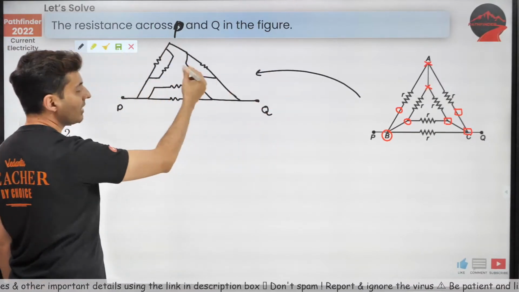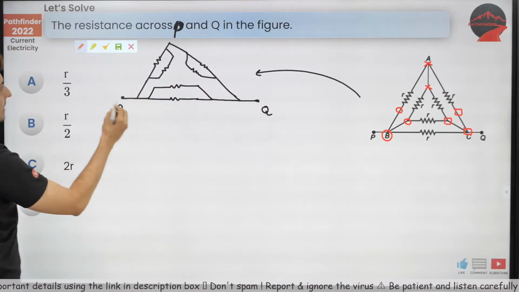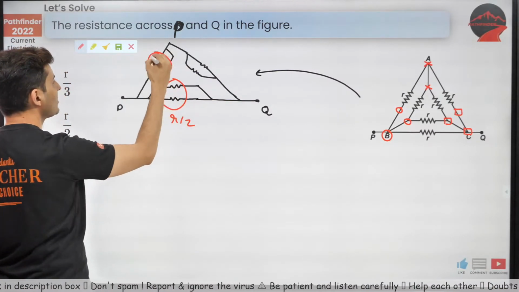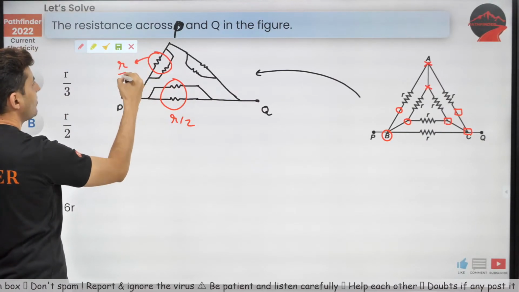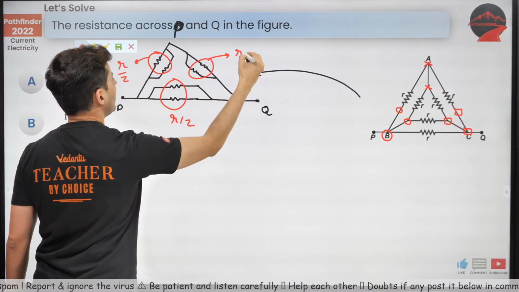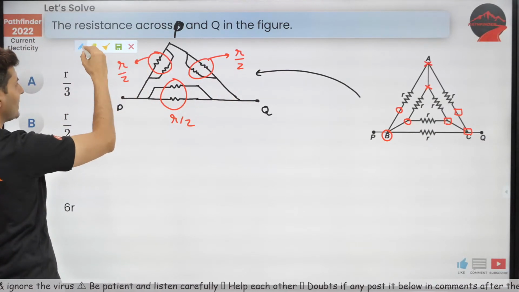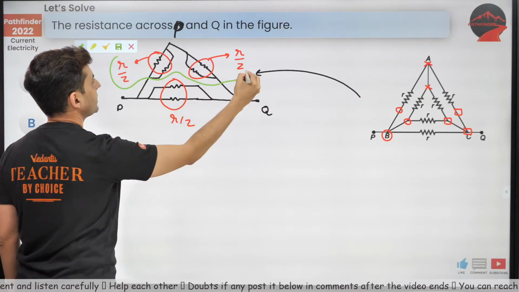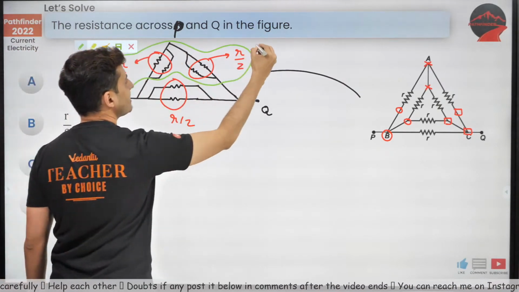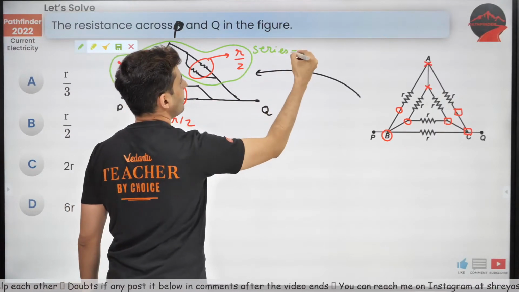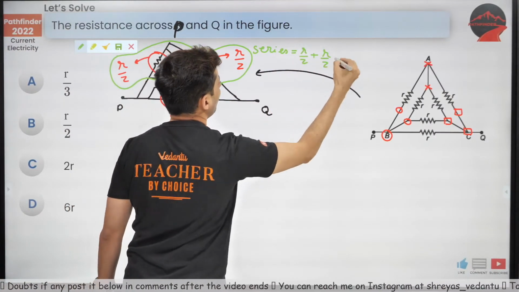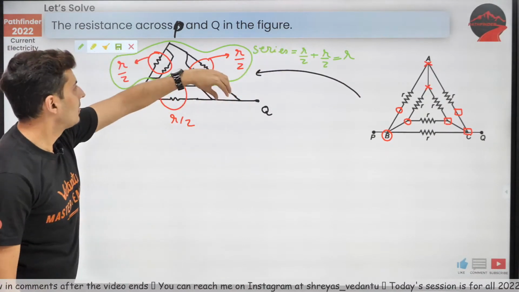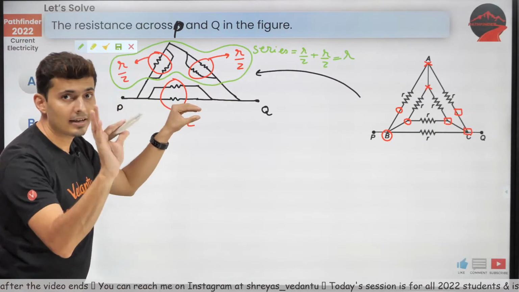So that has been uncovered, the disguise has been removed. Now you can clearly see these both are in parallel, so it will be R by 2. These both are in parallel, R and R will become R by 2. These both in parallel, so it will become again R by 2. Now you can see this R by 2 and this R by 2, this entire stretch over here, they both are in series. So in series, R by 2 plus R by 2 will become R. Now this R by 2 and this R, one branch on the top, one branch below, they are in parallel.